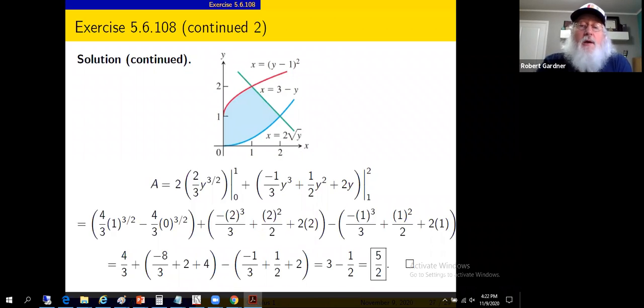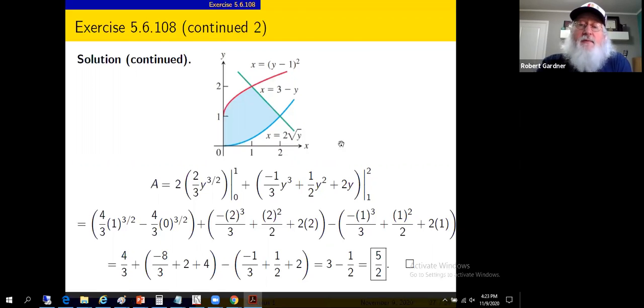All right, here's where we left off. Stick in the 1 and the 0, take a difference. Stick in the 2, the upper bound, and the 1, and take a difference. One last time, be very careful about parentheses and negative signs. Simplify the arithmetic, and we get 5/2. 2.5, it looks like we get out of this one.